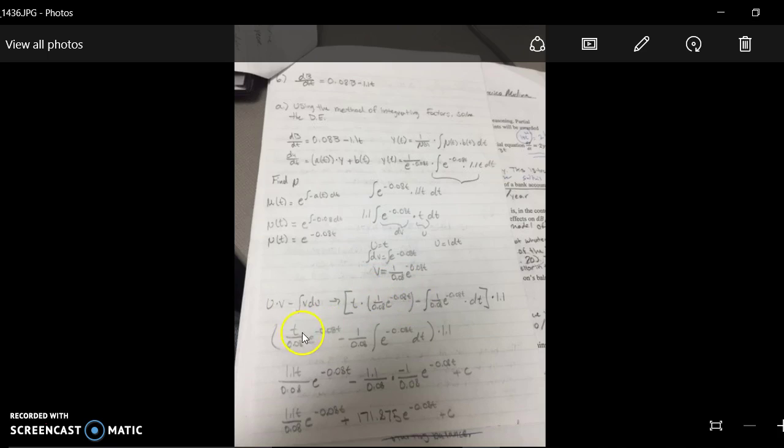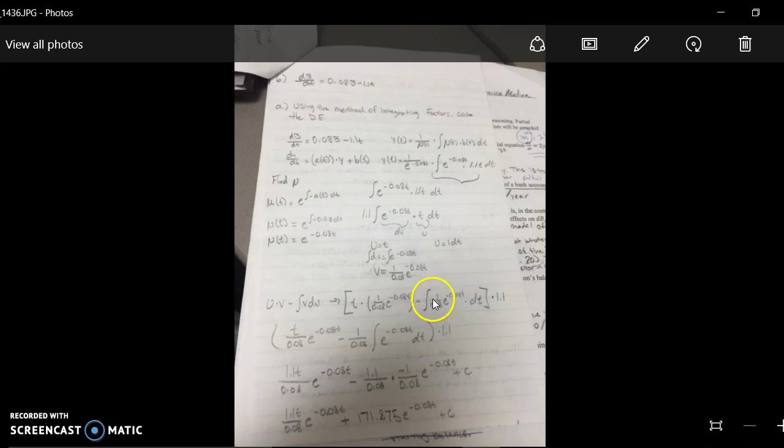And so I eventually get t over 0.08 times e to the negative 0.08t, minus 1 over 0.08 times the integral of e to the negative 0.08t. Now, if we look back, you're wondering how I got this out of here. Well, again, this is just strictly a constant.